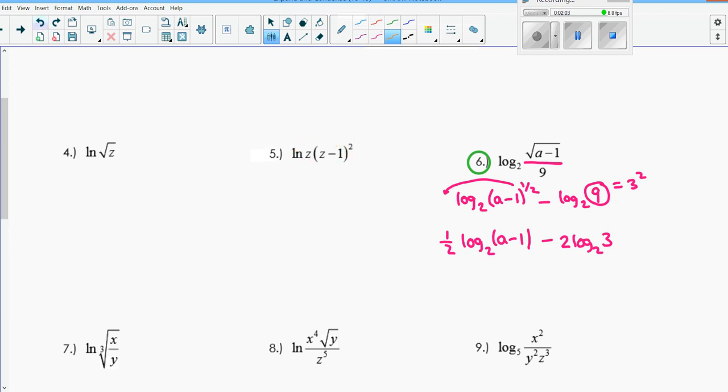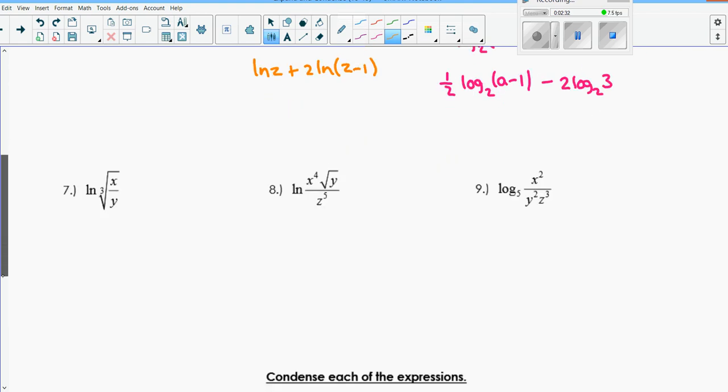So what we have to do first is separate the z and this. That's multiplication, so we break them up with addition. So you'd say the natural log of z plus the natural log of (z minus 1) squared. And now I can bring this 2 out in front here. So this would be the natural log of z plus 2 natural log of (z minus 1).